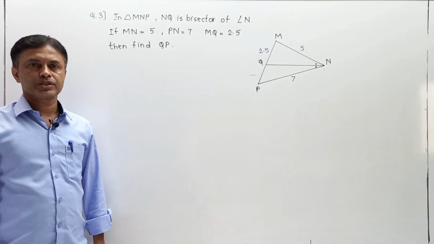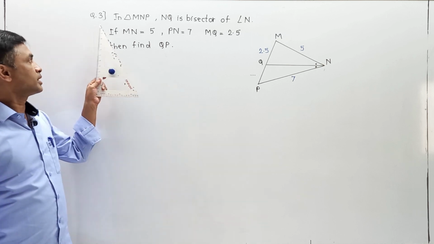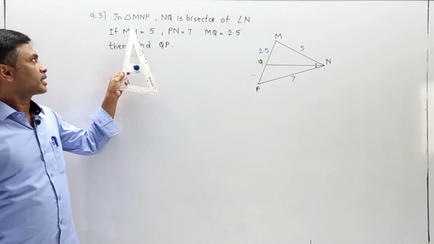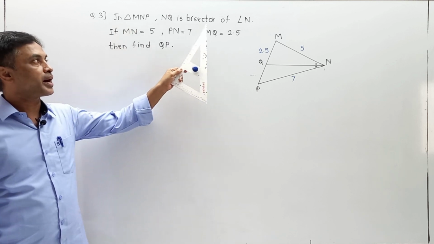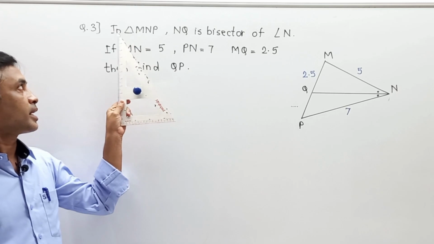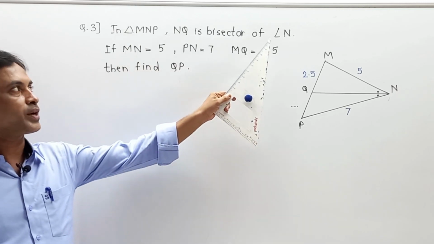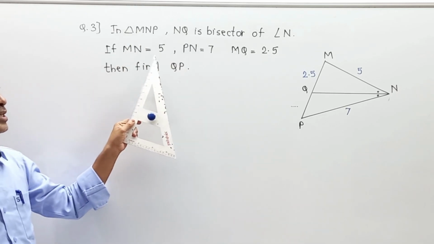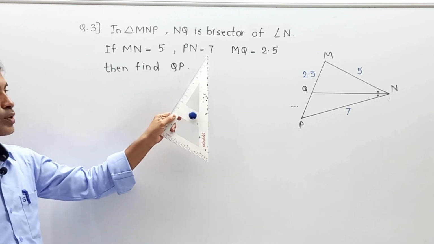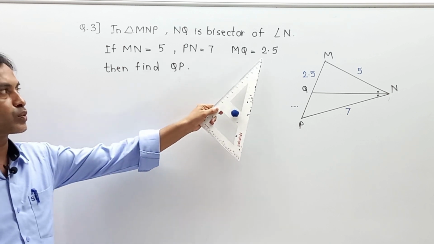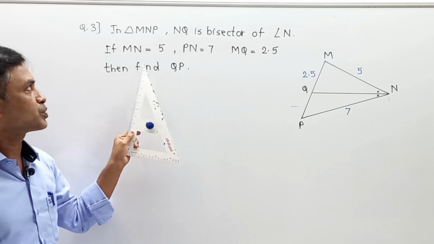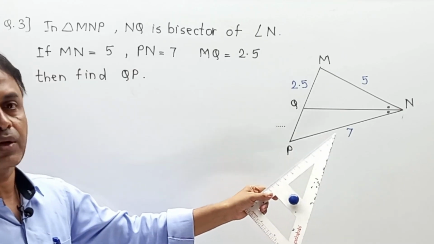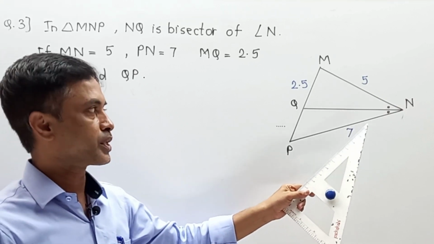Now student, please pay attention to the next numerical, that is question number 3, and the part is in triangle MNP. In triangle MNP, NQ is the bisector of angle N. If MN is equal to 5, PN is equal to 7, MQ is equal to 2.5, then find the value of QP. Once again, from this theoretical question, I am going to observe your concentration over here for the diagram.